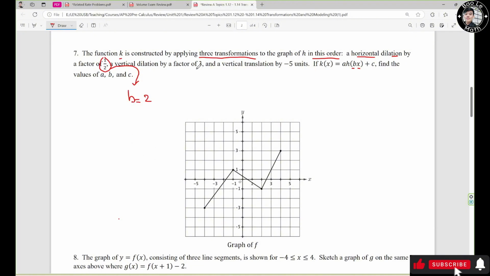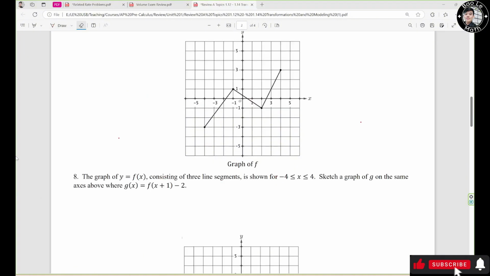Vertical dilation by a factor of 3, which is a equals 3, right? Now, vertical translation. In the formula, I use k, right? Now, in this formula, they're going to use c, right? So you just let c equals negative 5 right here, right? Now, let's move on to question number 8.